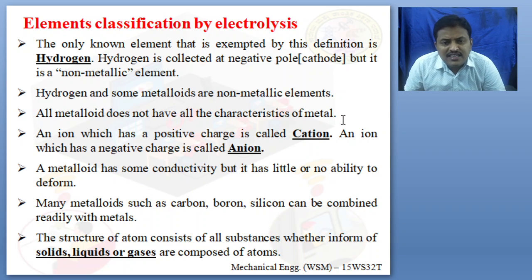So let us see a very important special element called hydrogen. I said the last definition very clearly. But in the hydrogen case, hydrogen is one of the special elements which we take because it is very light in mass. This is a standard element that we take as a reference for any kind of measurements or explanation. So hydrogen is collected at the negative pole, but it is also called a non-metallic element.